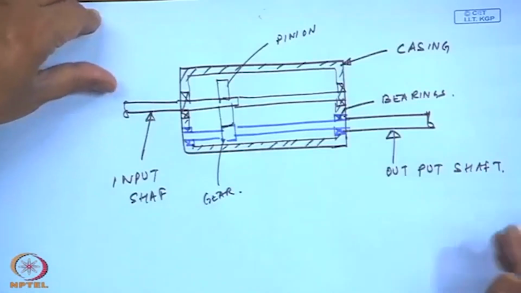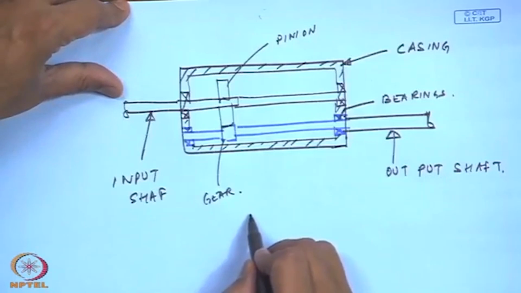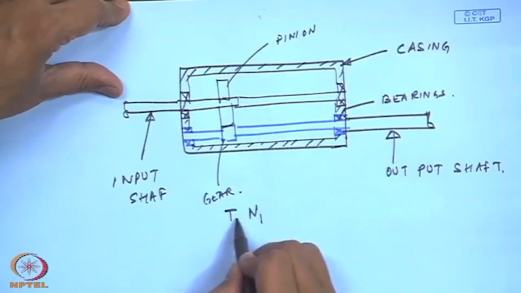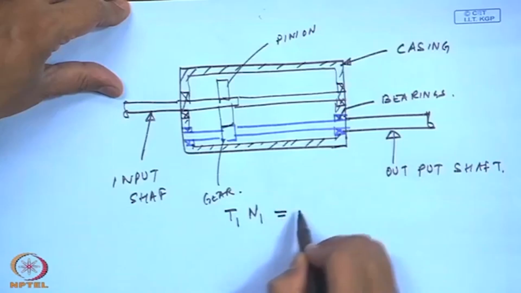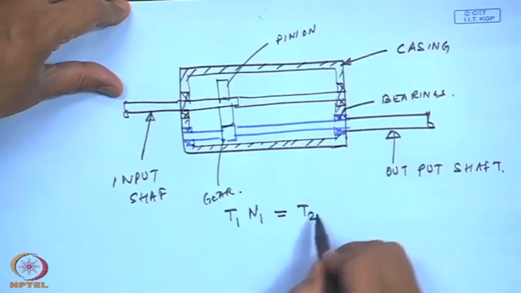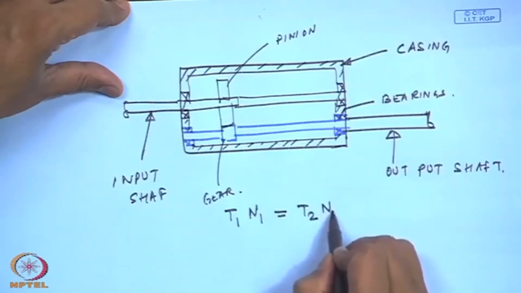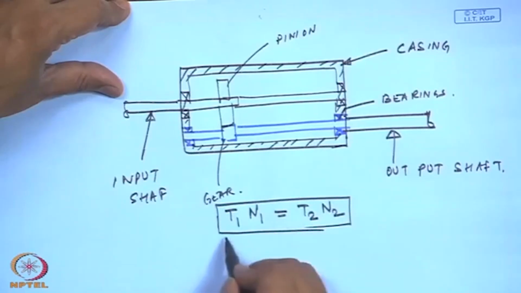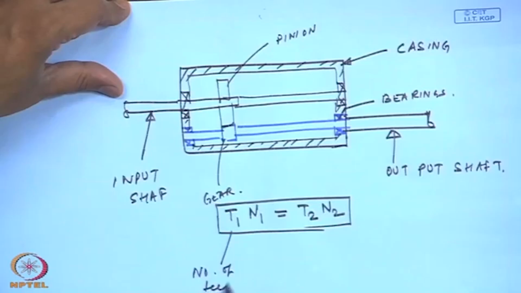One fundamental principle in gearing is that the number of teeth times the speed should be equal to the number of teeth in the other gear times its speed. So, this is always obeyed. N is the rotational speed.